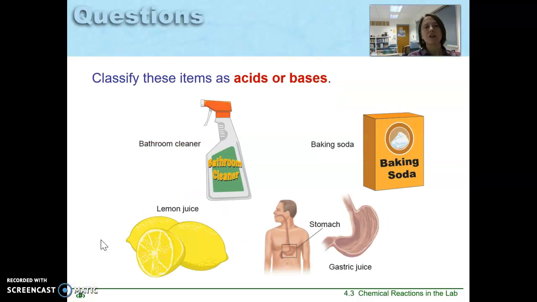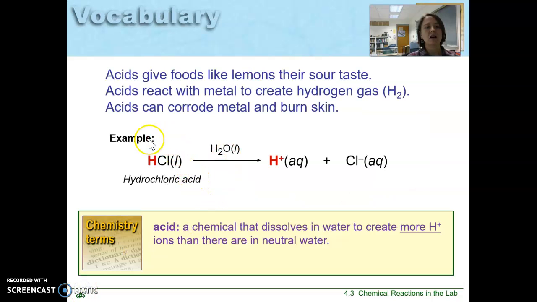Okay, quiz time. You're going to classify these as acids or bases: bathroom cleaner, baking soda, lemon juice, and stomach juice or gastric juice. Okay, looking at our example, hydrochloric acid, we know acids dissolve in water to give more hydrogen ions than neutral water. So here's that hydrogen ion that the chlorine's going to form. And we know that they're going to taste sour. They're going to give off hydrogen gas if you react them with metal. And they're going to corrode metal, and a skin corrosion would feel like a burn.